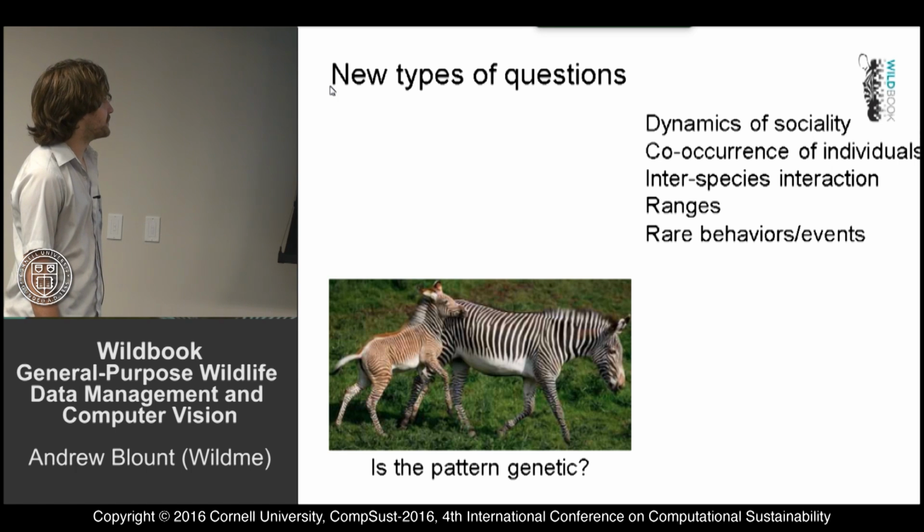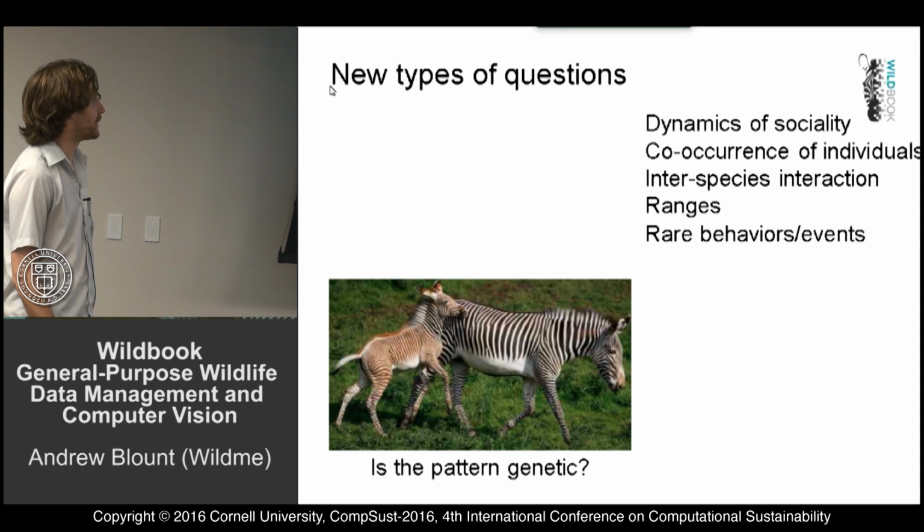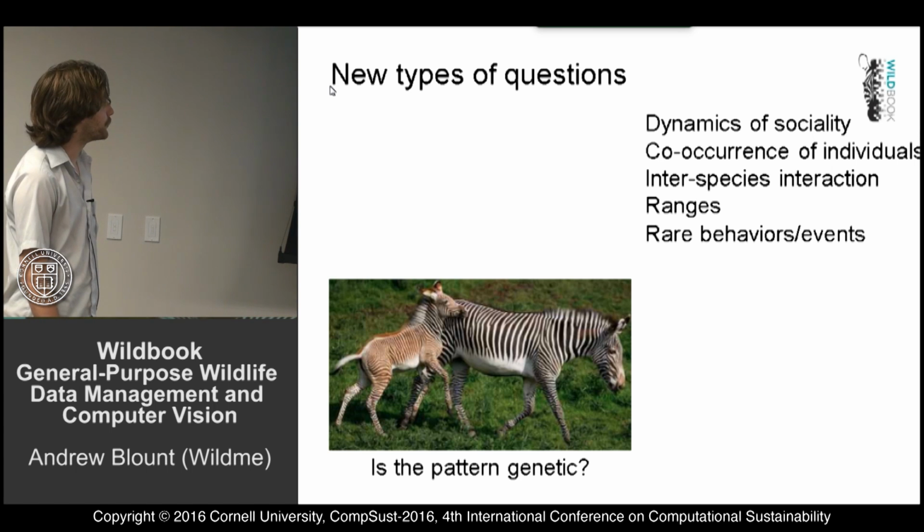And another thing we can see, of course, is the long-term trends of the population. This allows for a really totalized view of all the animals across a landscape. So we can see their range and understand when things are out of the ordinary.